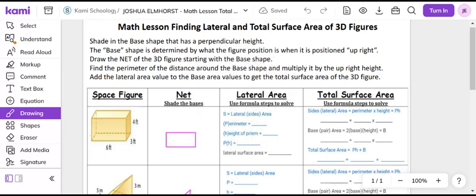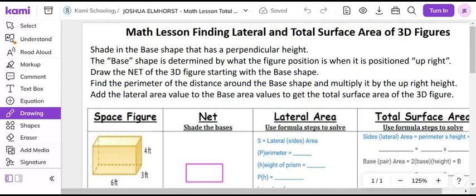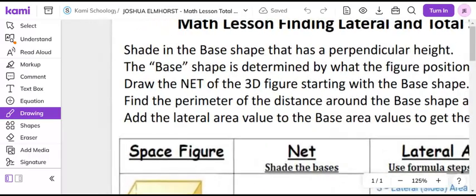Hey, this is Mr. Elmhorst with the math lesson. We're going to be taking a look at the lateral and total surface area of 3D figures. So this is lesson 1 as we're moving into 3D geometry.